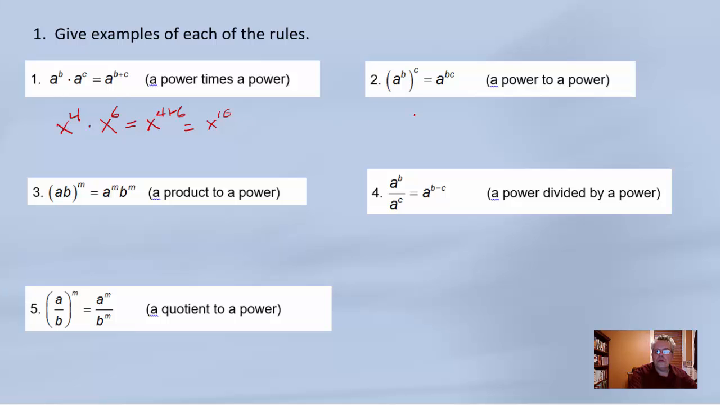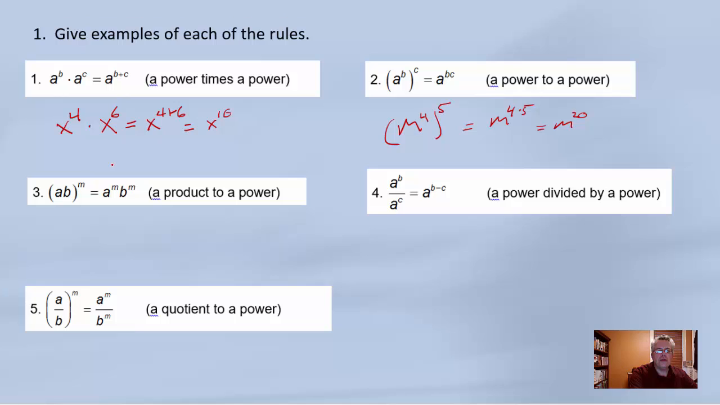So rule number 2, this is a power to a power. We have an exponent raised to another exponent. For instance, if we had m to the 4th power and we raise that to the 5th power, a power to a power, we multiply exponents. So this would be m to the 4 times 5, which is m to the 20.